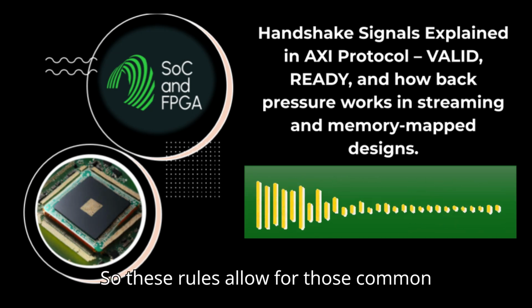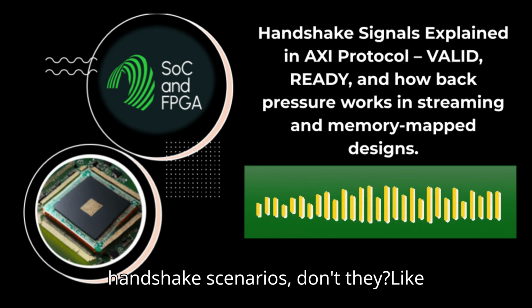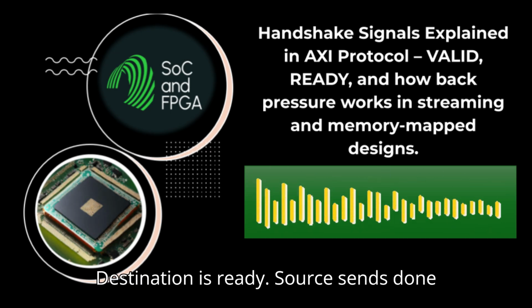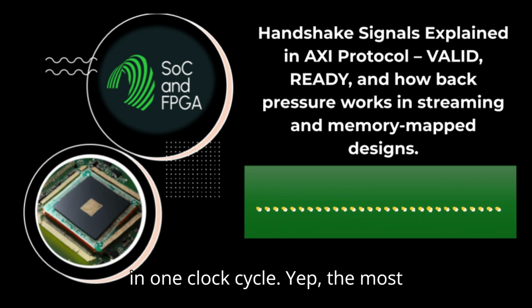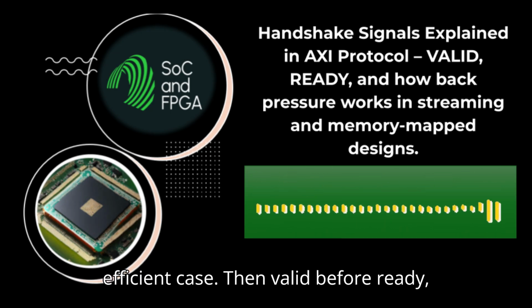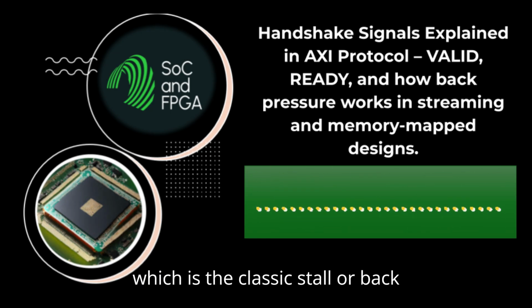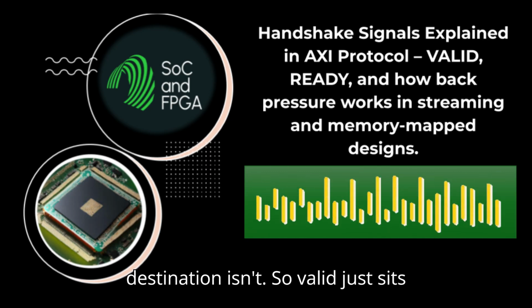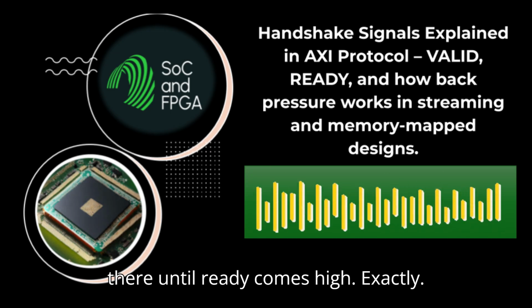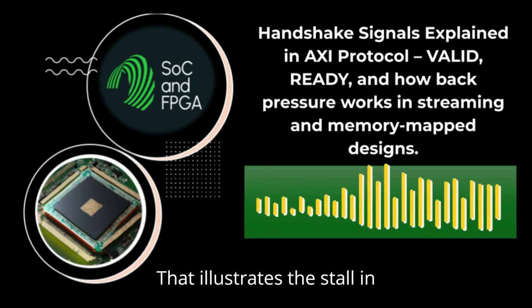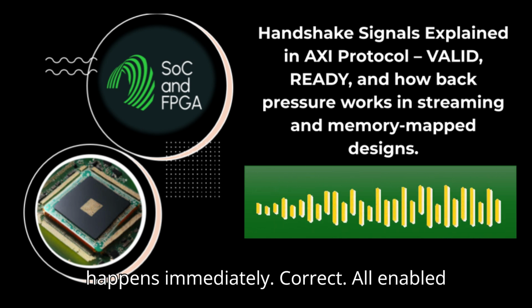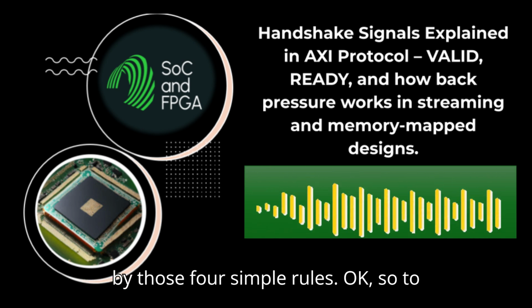Precisely. So these rules allow for those common handshake scenarios, don't they? Like ready before valid, the fast path, destination is ready, source sends, done in one clock cycle. Yep, the most efficient case. Then valid before ready, which is the classic stall or backpressure example. Source is ready, destination isn't, so valid just sits there until ready comes high. Exactly. That illustrates the stall. And simultaneous assertion, where they both go high together and the transfer just happens immediately. Correct. All enabled by those 4 simple rules.